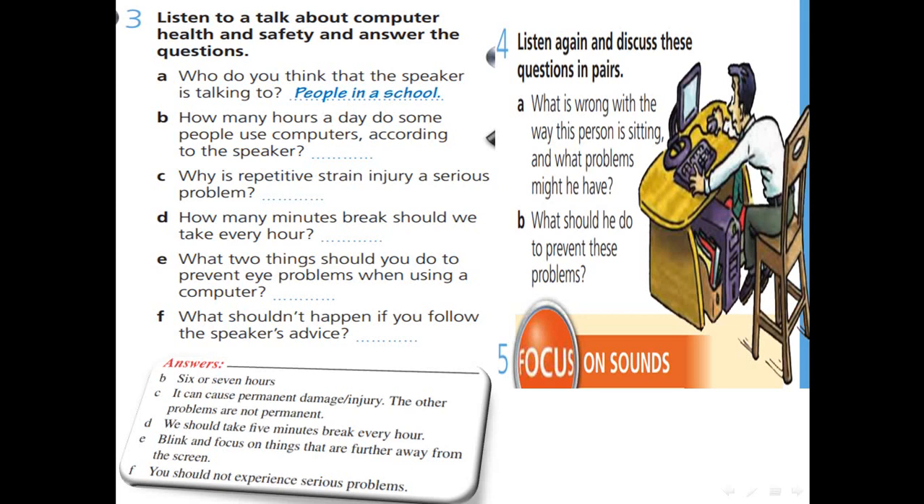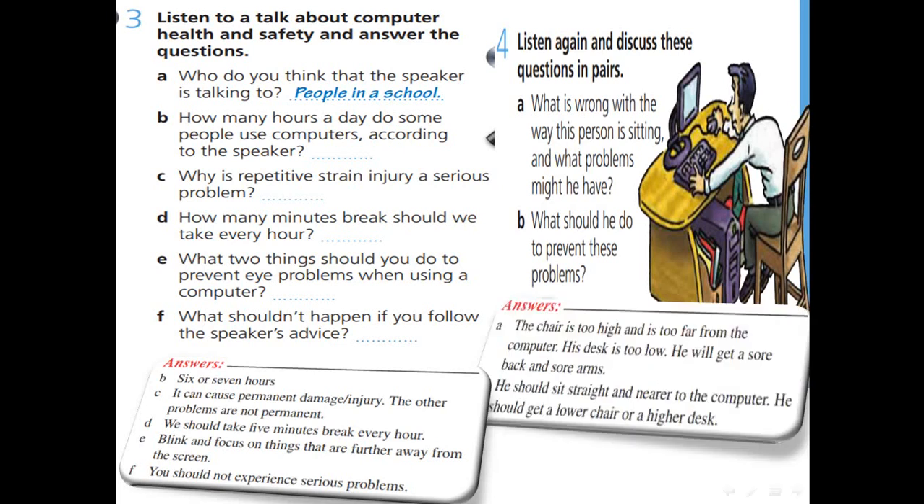Number A. What is wrong with the way this person is sitting? And what problems might he have? Now we can see that his chair is too tall. The chair is high. He cannot put his feet flat on the floor, and also he bends, or he is hunching over the computer screen. Maybe the position of the computer is not suitable for him. So we can say that the chair is too high and too far from the computer, so that's why he bends forward. And also his desk is too low. He will get a sore back and sore arms.